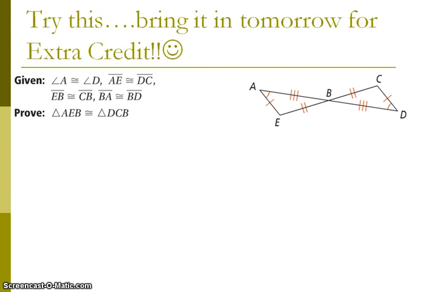I'm not going to do it on this slide, but once again, it's an opportunity for extra credit. If you're given that angle A is congruent to angle D, that AE is congruent to DC, that EB is congruent to CB, and BA is congruent to BD, I want you to prove that those two triangles are congruent. So try to work that out and bring it in. Tomorrow we'll talk about it.